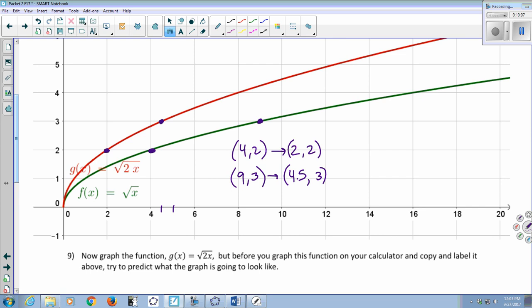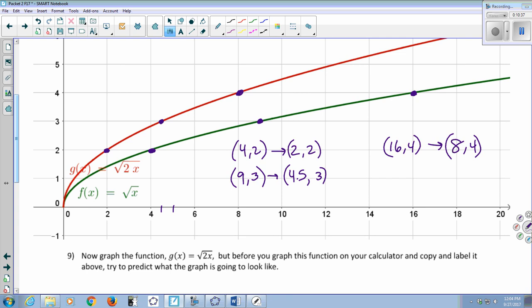And maybe we'll do one more. A y value of 4 on f happens at (16, 4). So (16, 4) on f. The corresponding point on g, a point on g that has the same y value, happens at an x value of 8, so (8, 4).